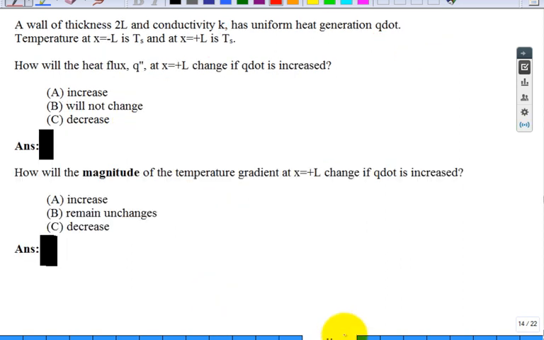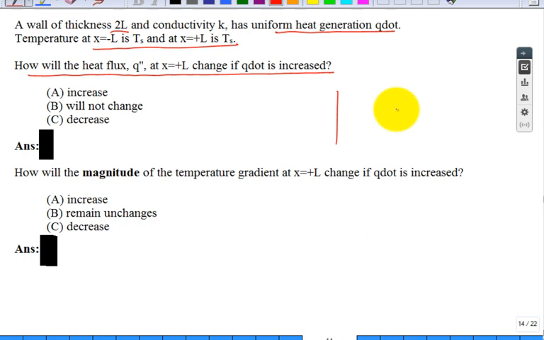Okay. Maybe that wasn't so good. Let's try another one. We have a wall of thickness 2L, conductivity K, with uniform heat generation. What does the heat flux do as Q dot goes up? Well, think about it. It's like this side is insulated, so everything generated in here has to be pushed out over this surface right there. So the heat flux at X equal to plus L goes up when Q dot goes up.